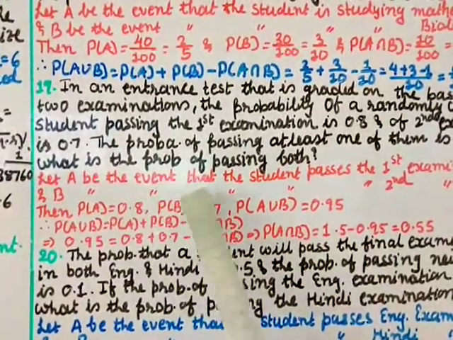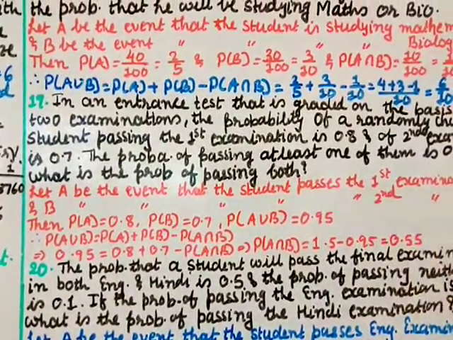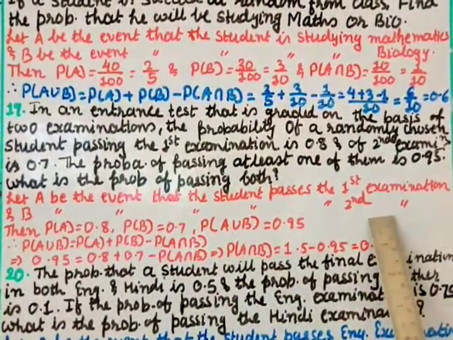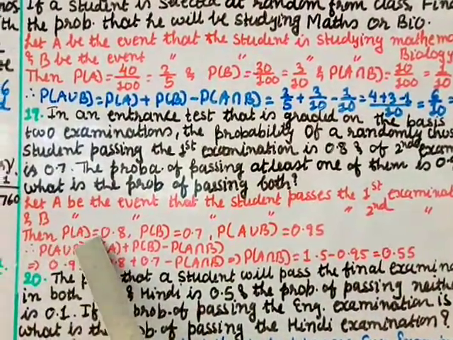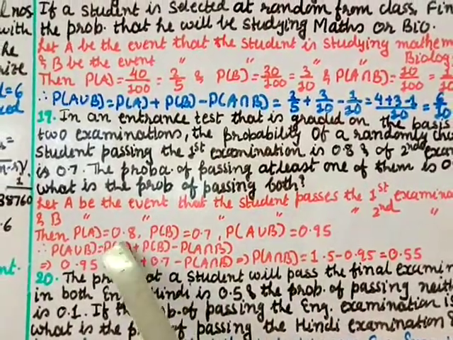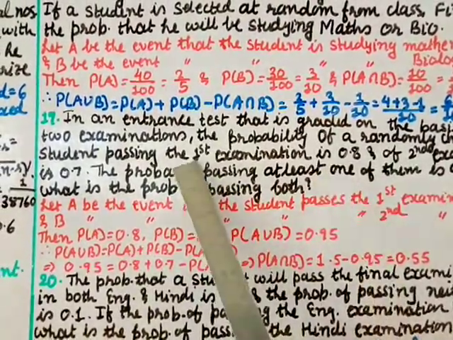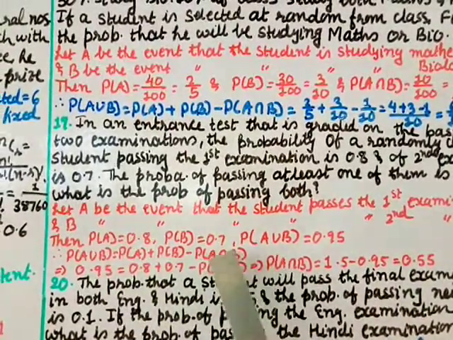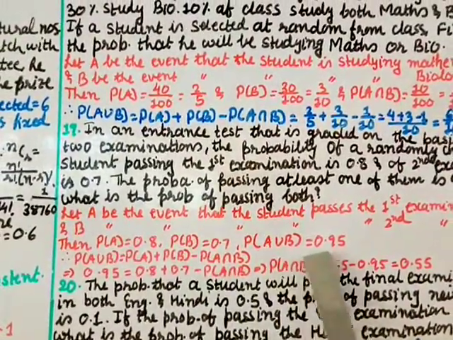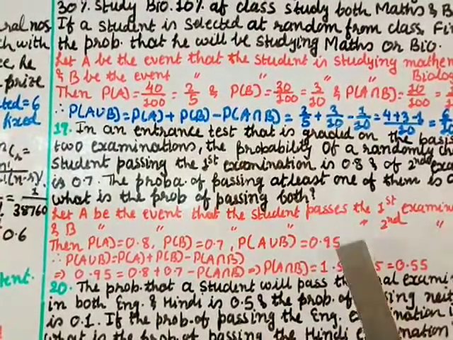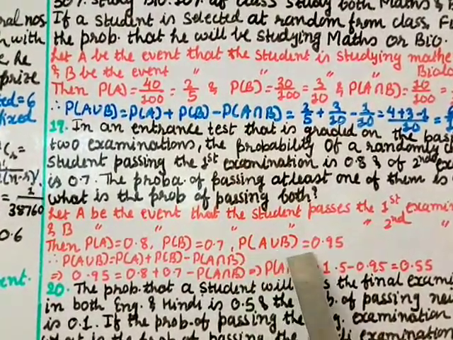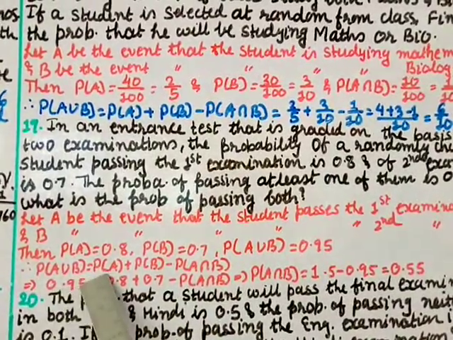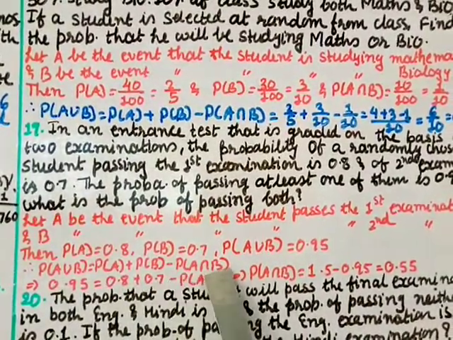Let A be the event that the student passes the first examination and B be the event that the student passes the second examination. Then from the given question, P of A is 0.8, the first examination, and P of B, that is second examination passing, is 0.7, and P of A union B is 0.95, at least one of them. We use the same formula, P of A union B equal to P of A plus P of B minus P of A intersection B.